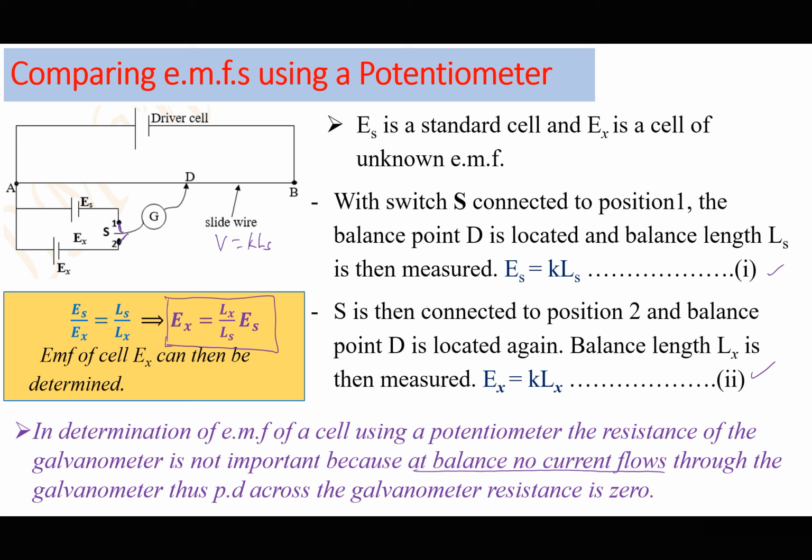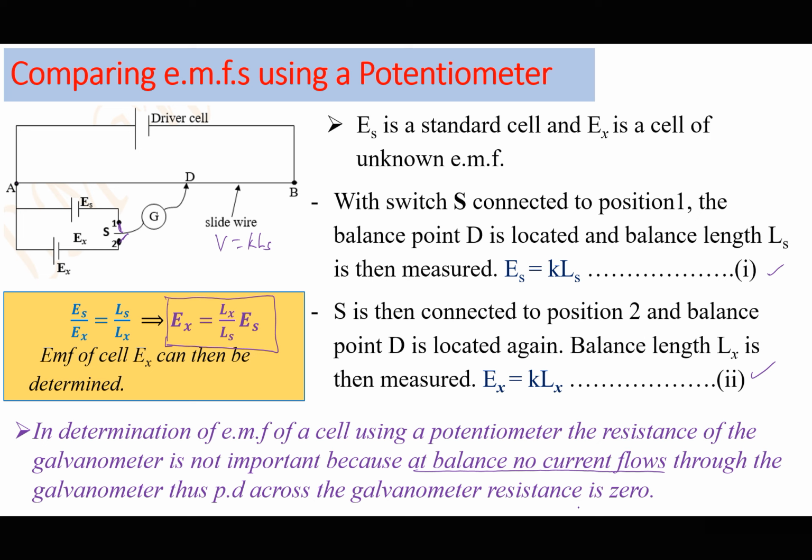So, in determination of the EMF of a cell using the potentiometer, the resistance of a galvanometer is not important because at balance, no current flows through the galvanometer, and if no current flows through it, there is no PD across the galvanometer. So the resistance of the galvanometer is not necessarily needed. Of course, it will be there, but it's not very important. It also doesn't need to be calibrated because the reading is going to be 0 for a measurement to be taken.